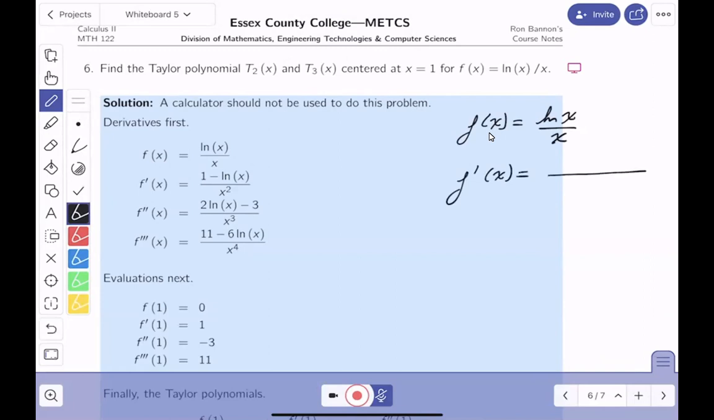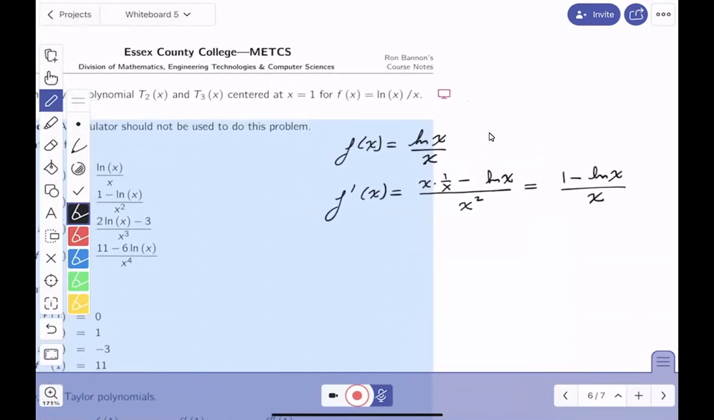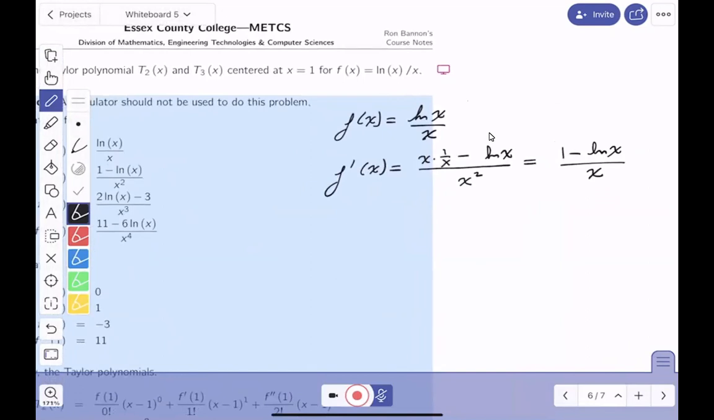Be very careful. Using the quotient rule: the bottom, x, times the derivative of the natural log, which is 1 over x, minus the top, which is the natural log of x, times the derivative of the bottom, which is 1, which is going to give us 1 minus the natural log of x over x squared. All right, let's do the second derivative. And again, we're doing T2, T2, T3. So that's a third derivative now.